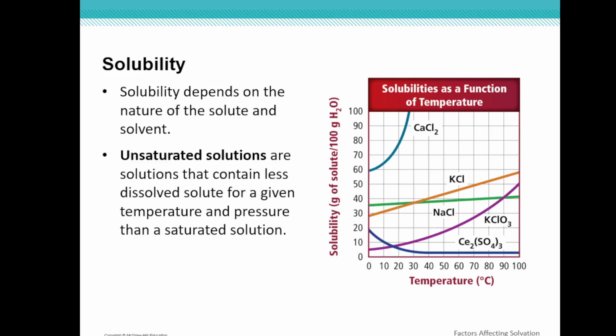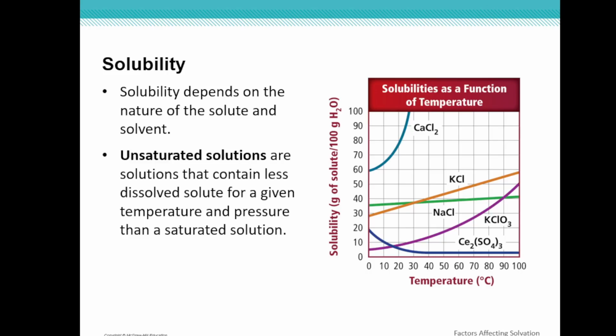But if you look at something like the magenta line, that's going to be potassium chlorate, KClO3. You can see that at 0 degrees Celsius, the solubility is roughly 5 grams, so not very much is capable of dissolving in that cold water. It goes up and surpasses the solubility of sodium chloride at 100 degrees Celsius as it gets to roughly 50 grams. So we see a very large change in solubility based on temperature.